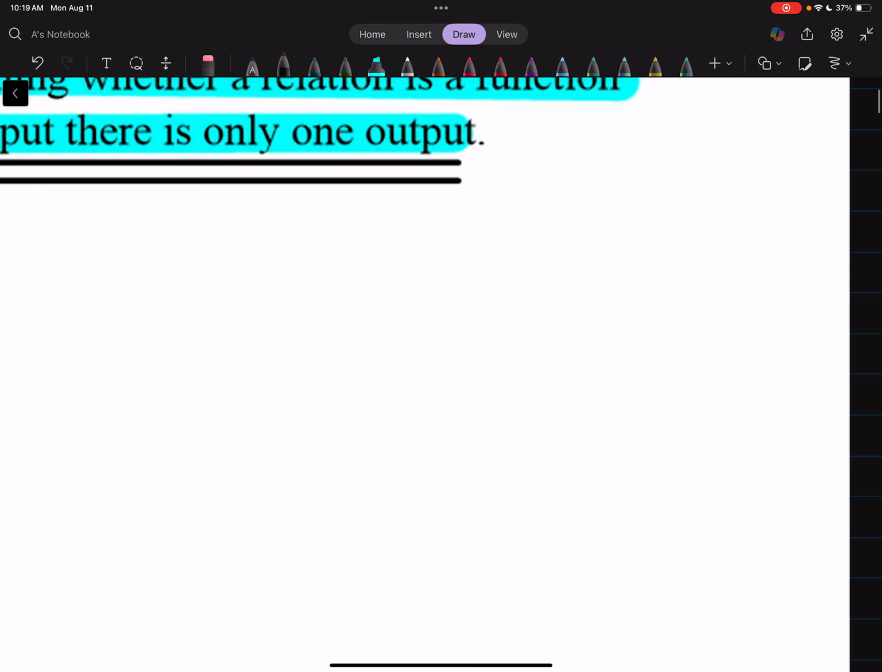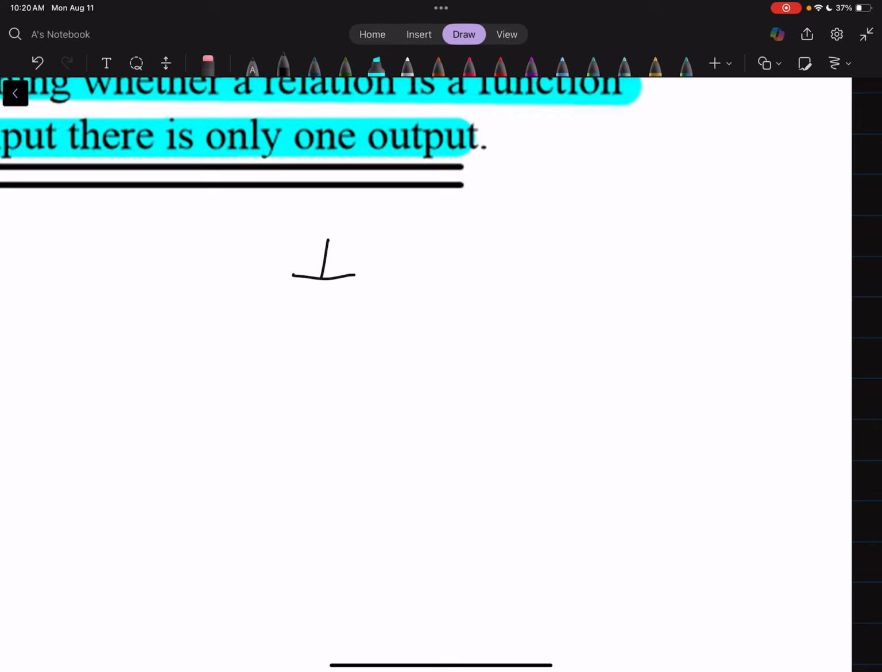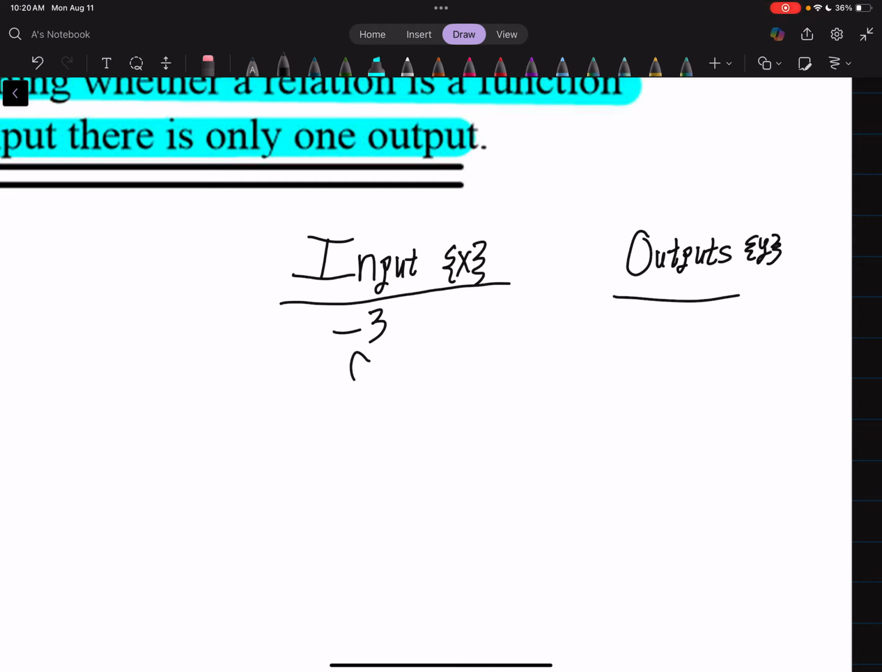Now here's my example. Your inputs, this is going to commonly be denoted as x, and your outputs, again, normally y. Your inputs can be any number. I'm just choosing a couple randomly. All right. A relation is absolutely any type of input and output. This is a relation. To be a function, your input can only go to one output.